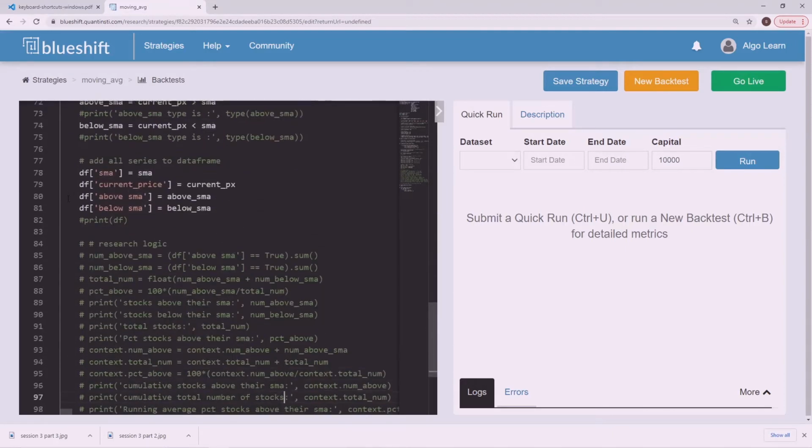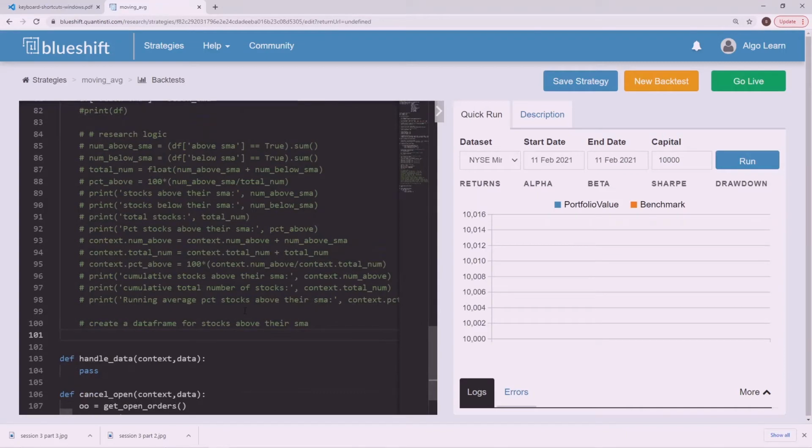All right, we pounded this out. Okay, so here we go. We're going to create a data frame that's going to hold all the stocks above their SMA. Remember, we have the regular data frame that holds both, but now we're going to create a data frame for those that are above their 200 moving day average.